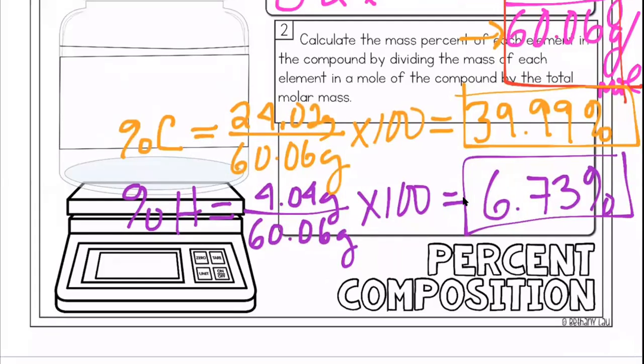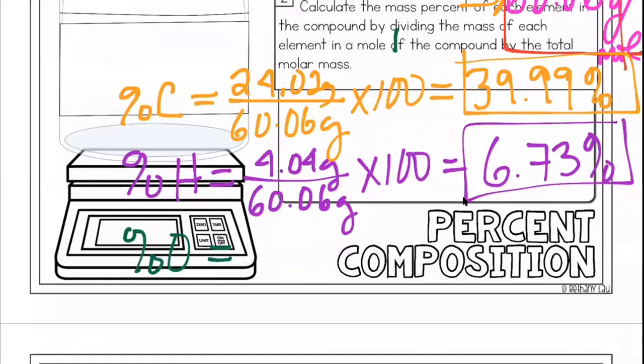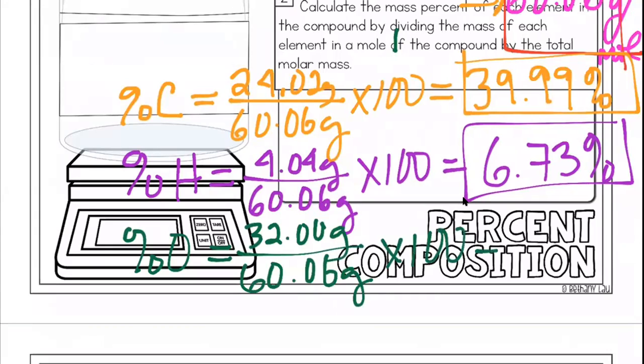And then I have to do it one more time for the oxygen. I'm going to scroll down here, kind of running out of space, but that's okay. All right, so percentage of oxygen, total for the oxygen was 32. So when I go to set this one up, I have 32.00 grams divided by, and then again, my denominator, the number in the bottom, stays the same because the mass of the compound does not change. And then multiply by 100.